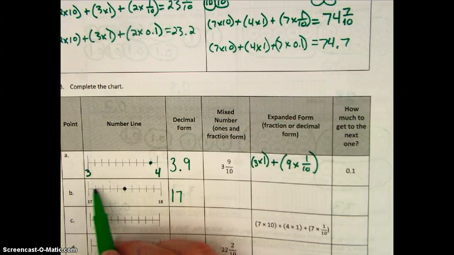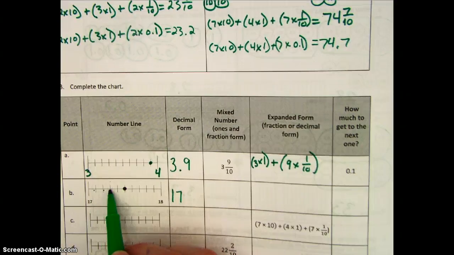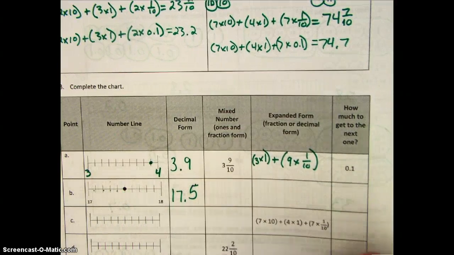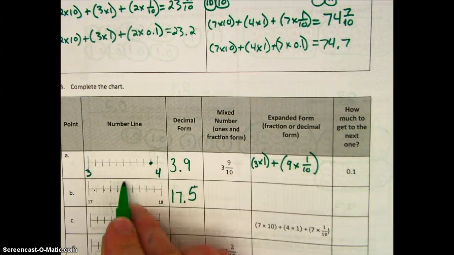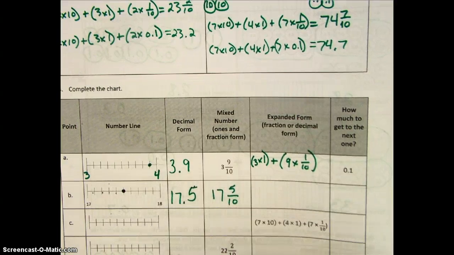So now we're going to count our tenths. Starting at our 17, we can count 1, 2, 3, 4, 5, which means we have 5/10. And that looks about right because we're right in the middle of that line. We're halfway between 17 and 18.